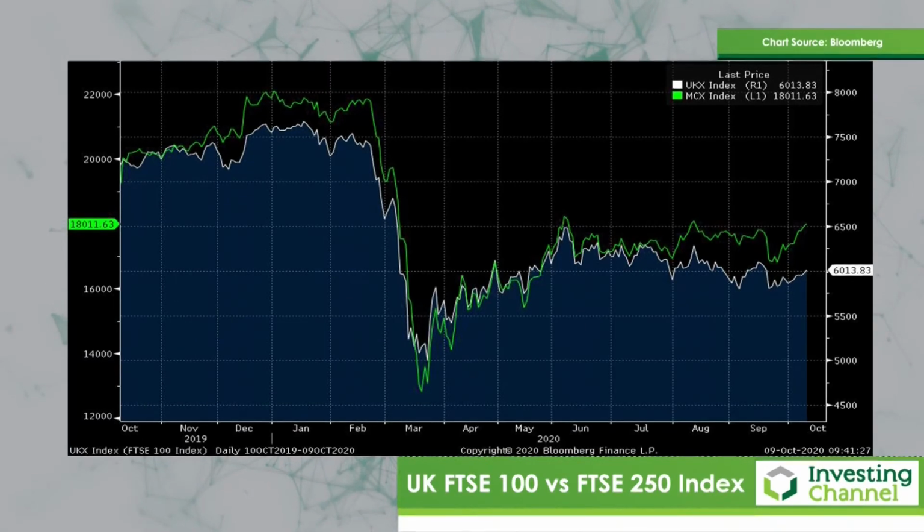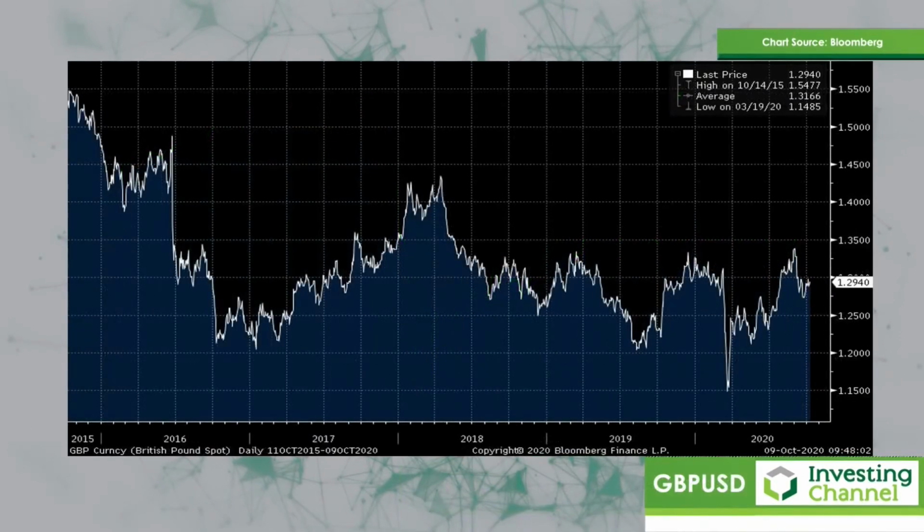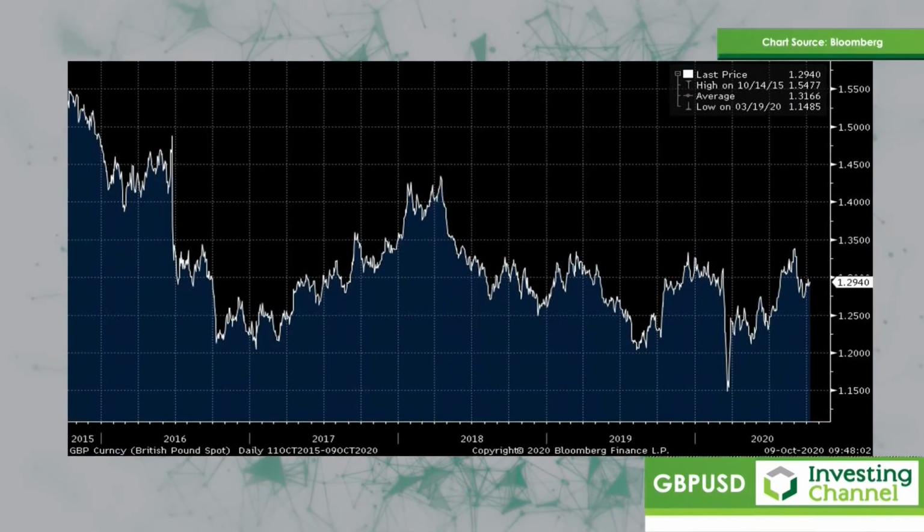So it's clearly underperformed most other markets. The US has been busy making new highs. The FTSE, both the 250 and the 100, are still well below the levels that we reached back in January, February. So moving on, given that there's been a clear underperformance in the stock indices, what about the currency?